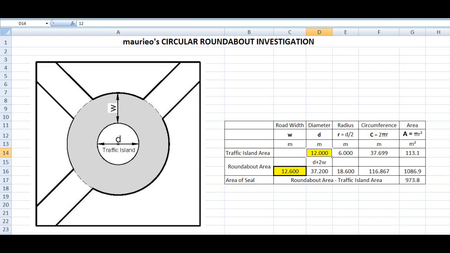And the beauty of this, of course, is if we want to change our traffic island to a 10-metre diameter and the width of the road perhaps to 5 metres, we can see here the various effects that will have, how much seal we need. We could then, in another column, put some costs against that and work out what the optimum width to diameter ratio might be based on any number of things. So there you are, Maurieo's circular roundabout investigation.